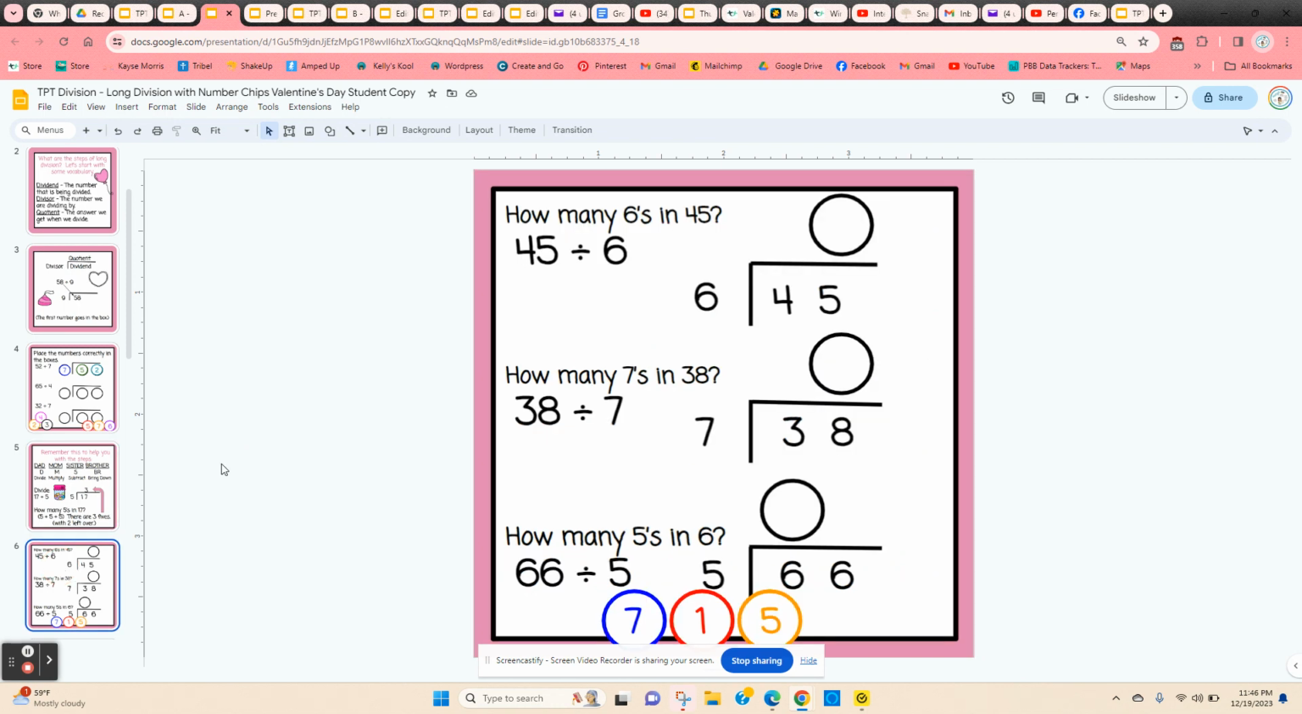The first step is just to divide. This is pretty easy. There are only 3 choices here. They start with 45 divided by 6. Well, 6 goes into 45, not evenly, but it will go into 45 7 times with some left over. 7 goes into 38 5 times with some left over. And 5 goes into 6 1 time.